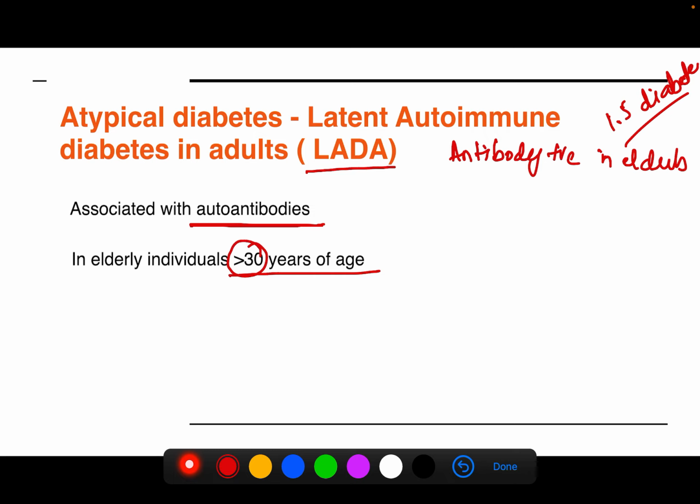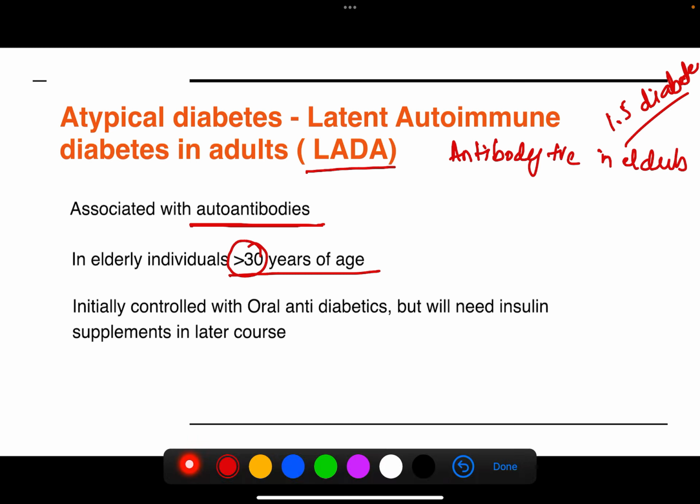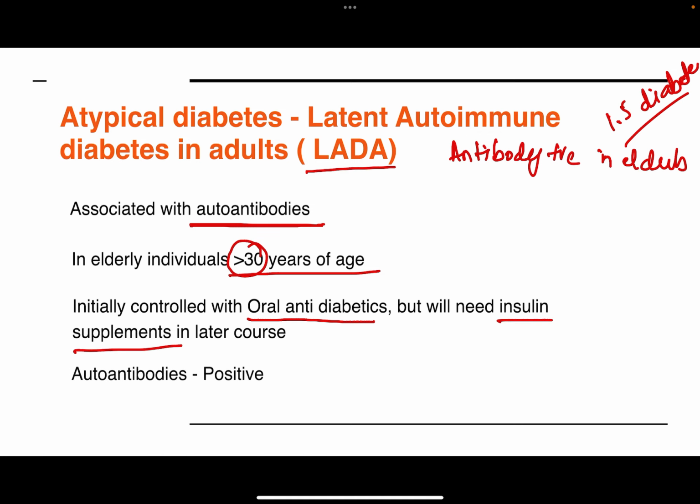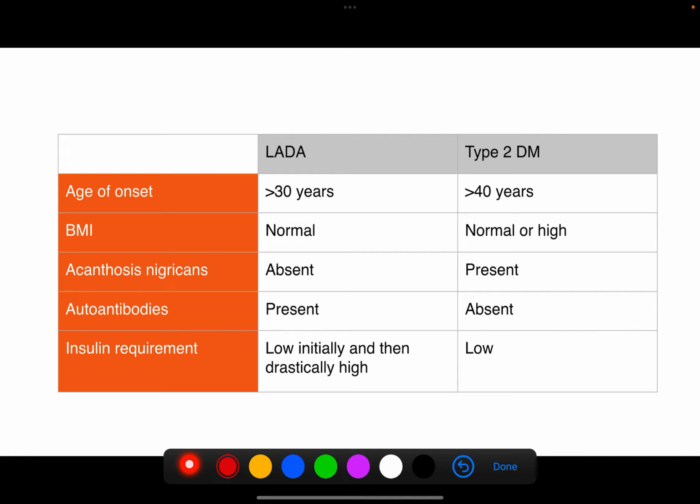That is when we got to know that it's LADA, latent autoimmune diabetes in adults. So this is associated with antibodies. It is seen in individuals more than 30 years of age. Initially controlled with oral antidiabetics, but they will need insulin supplementation in the later course. This is important. So in an elderly patient having diabetes, there are two main differentials: one is LADA and the other is type 2 diabetes mellitus.